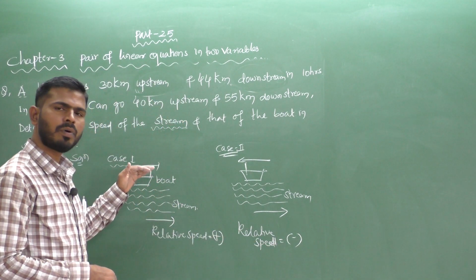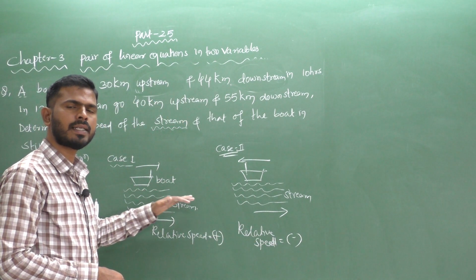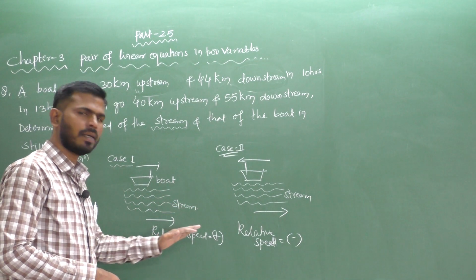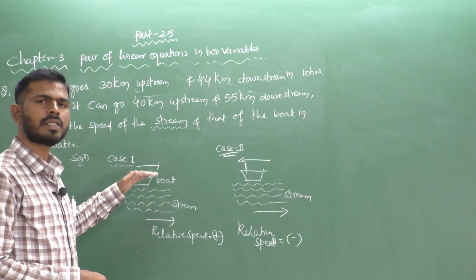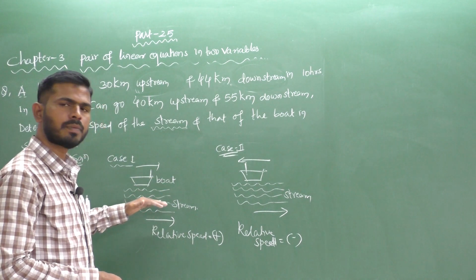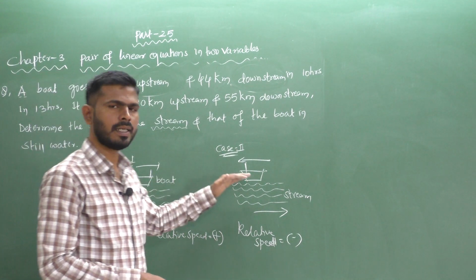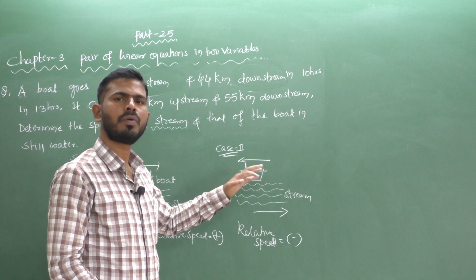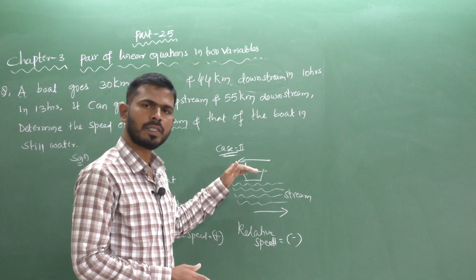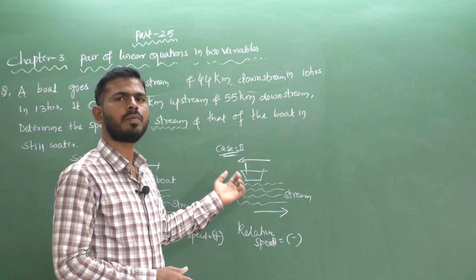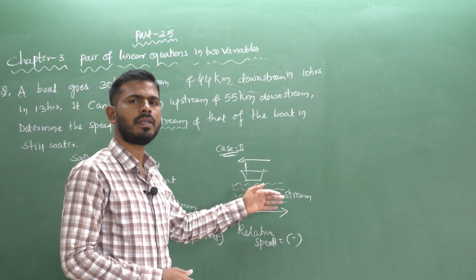Here, when the boat and the stream are moving in the same direction, the relative speed is plus, because both speeds increase due to the speed of the stream. But here the boat and stream are moving in opposite directions, so the speed of the boat decreases automatically due to the speed of the stream.